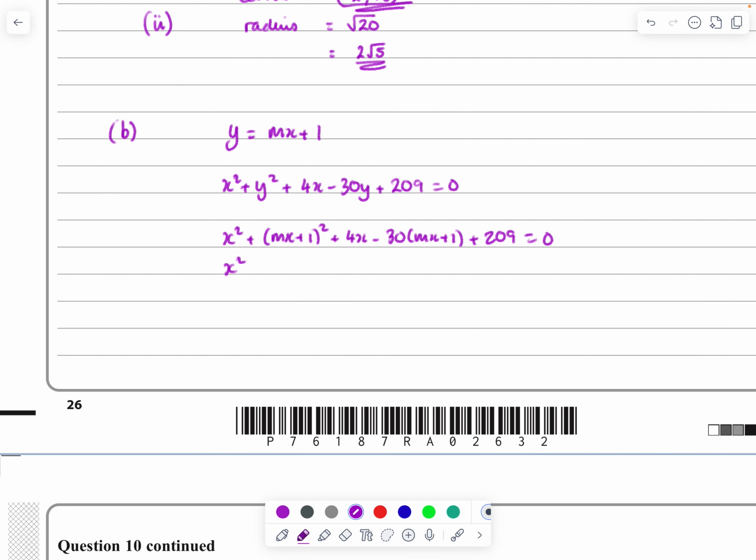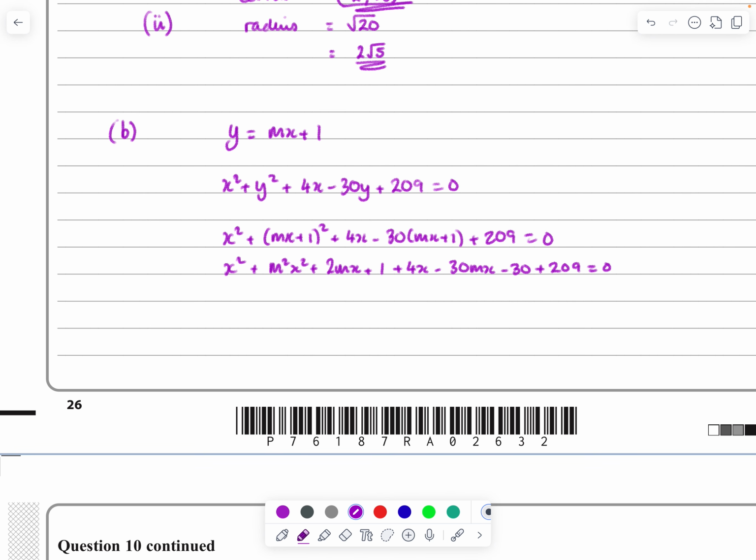This is x squared, mx plus 1 all squared. You take your time over this. I'm not going to, just because of the length of the video, but mx plus 1 times mx plus 1 will give me m squared x squared. It'll give me 2mx, and then it'll give me 1. Have my 4x, have my minus 30mx, have my minus 30, and keep my 209 here.